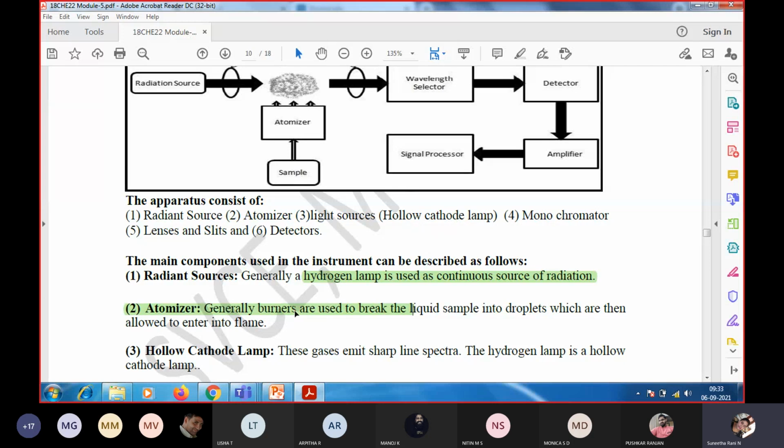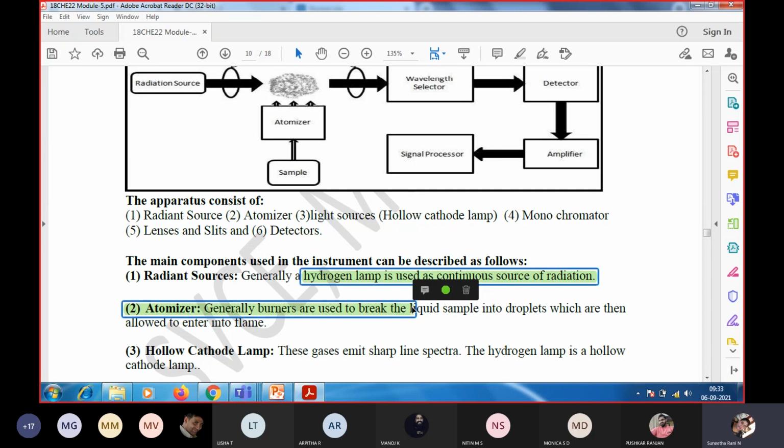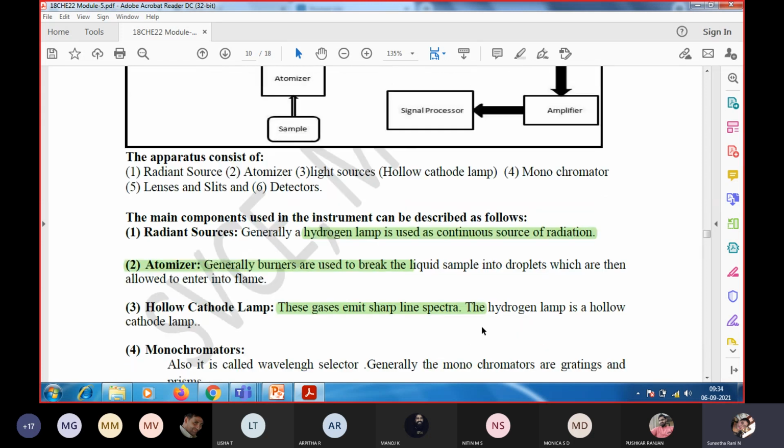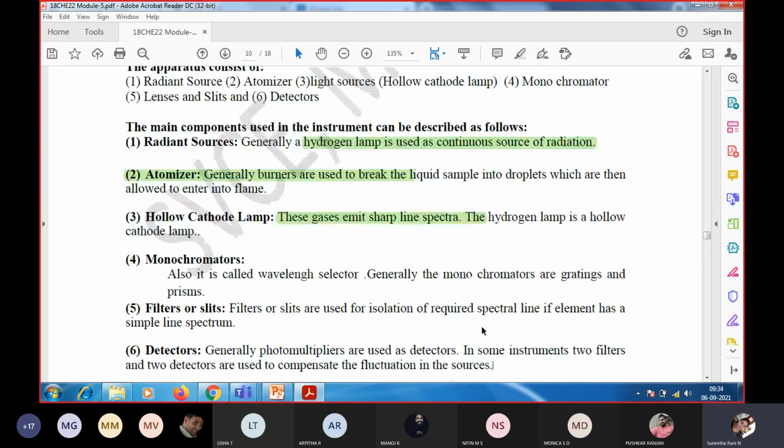The atomizer usually consists of burners. They break the liquid sample into droplets, which then enter the flame. They are burners which burn the solution. The hollow cathode lamp emits sharp line spectra; it is a cathode light source which helps in detecting the atoms present in the sample.